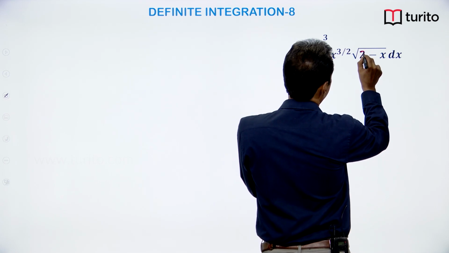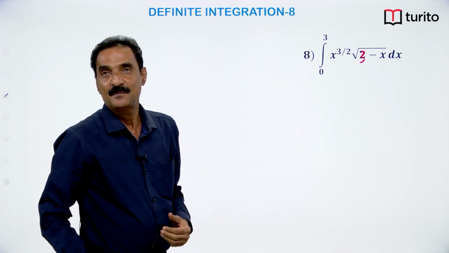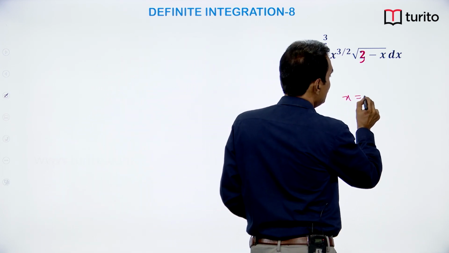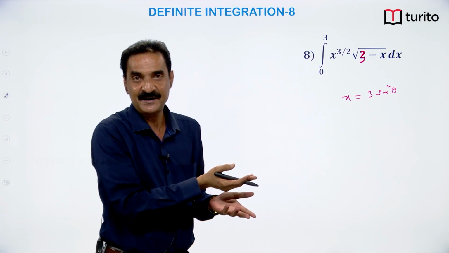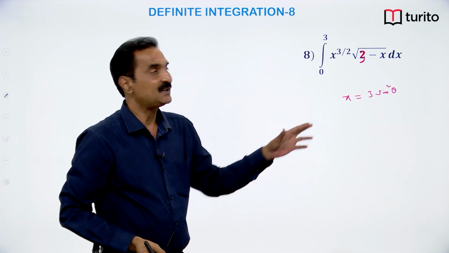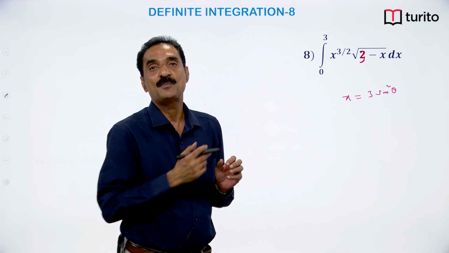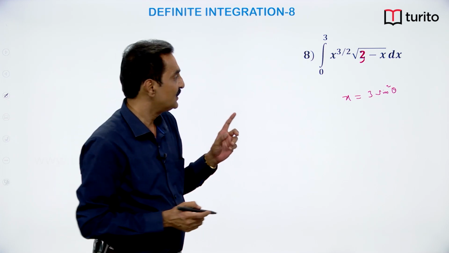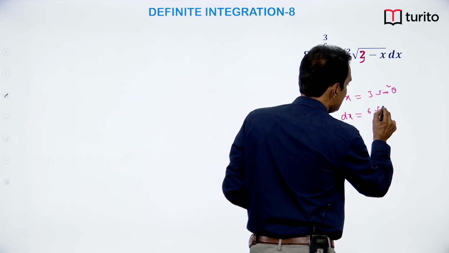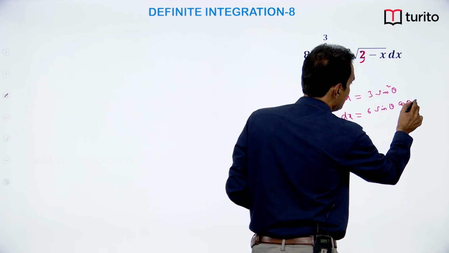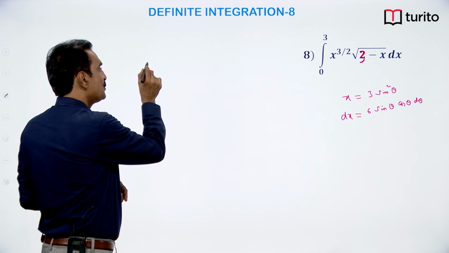This must be 3. What is the substitution here? Put x is equal to 3 sine square theta. From the previous question you must get the idea. Putting x is equal to 3 sine square theta, you can convert this into the reduction formula of integral 0 to pi by 2 sine power m x into cos power n x. Okay. If x is equal to 3 sine square theta, dx is equal to 6 sine theta cos theta d theta, and limits will be 0 to pi by 2.